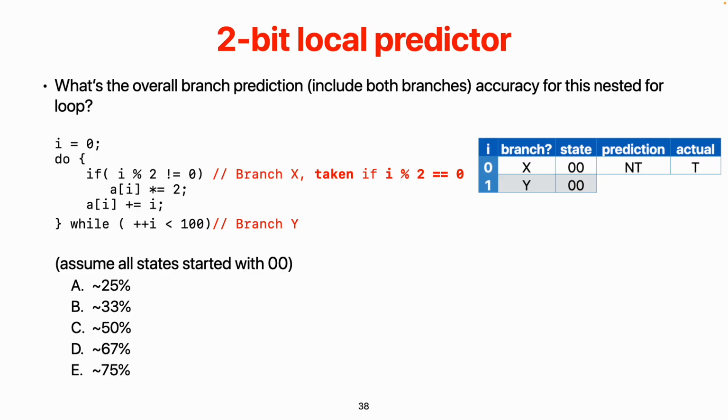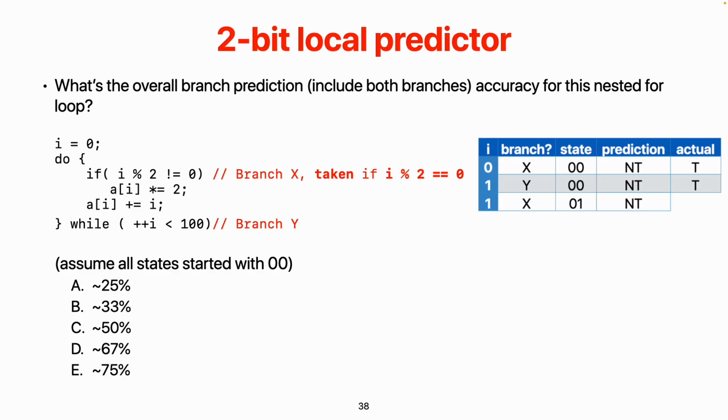0, 0, and predict not taken, the actual outcome, taken. Okay, so this one also gets wrong. How about now, when I equal to 1, when I come back to branch X, what's the state now? 0, 1, predict taken or not taken? Not taken, right? Because this is a saturated counter.